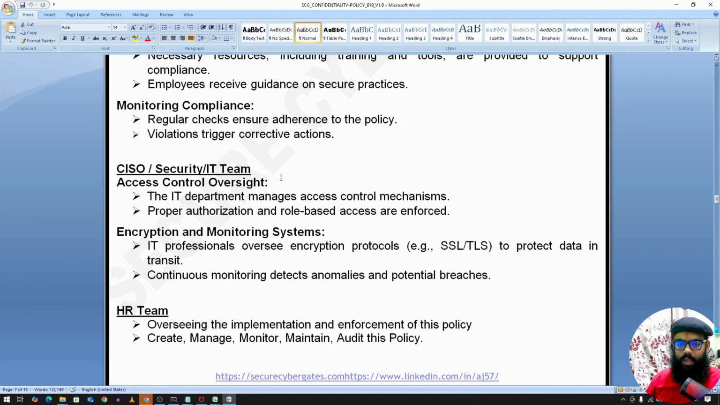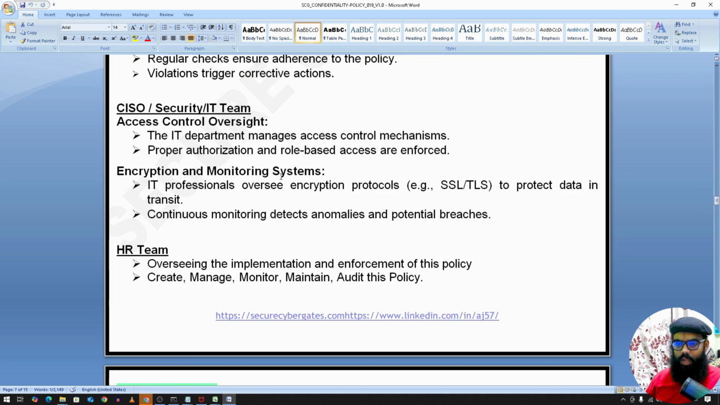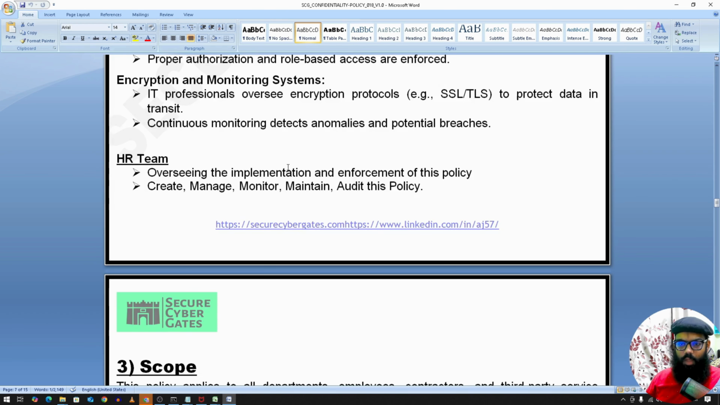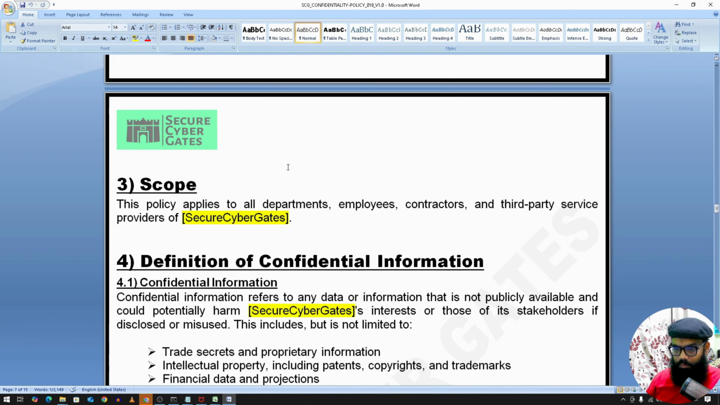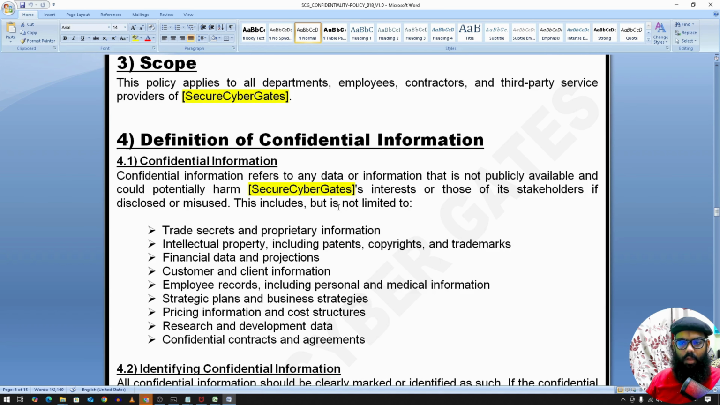So they ensure that the policy is being followed by the employees under their supervision. Resource provision, monitoring compliance. The CISO or security team, they audit this policy, and they also do encryption and monitoring of the systems. So this is done mainly by the IT team who are handling servers and other stuff. The HR team will see overall implementation and enforcement of this policy. Scope: this applies to all departments, employees, contractors, and also third-party service providers.